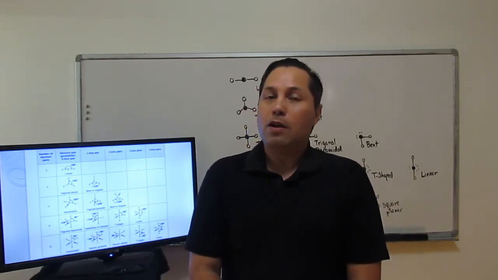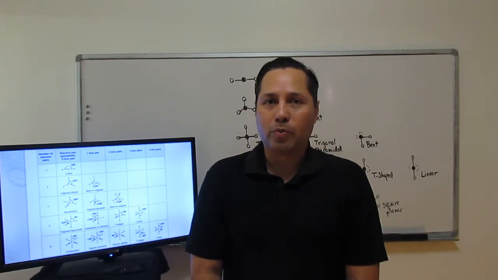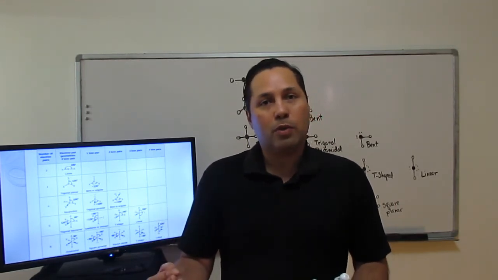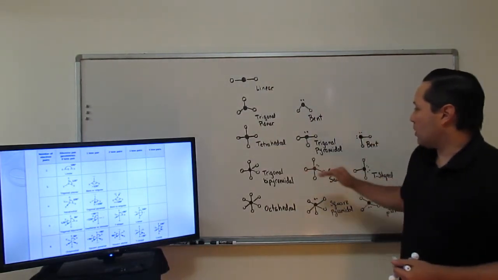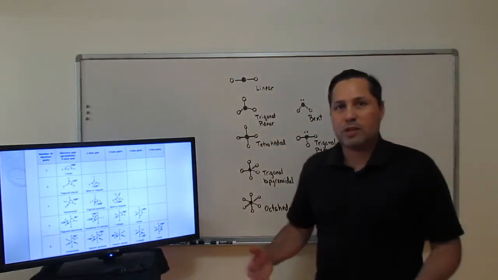Now, up next for us, we're going to solve some problems. We're going to get some molecules and try to identify what they are. Is it trigonal planar, trigonal pyramidal, or a seesaw? That's what's up next for us.